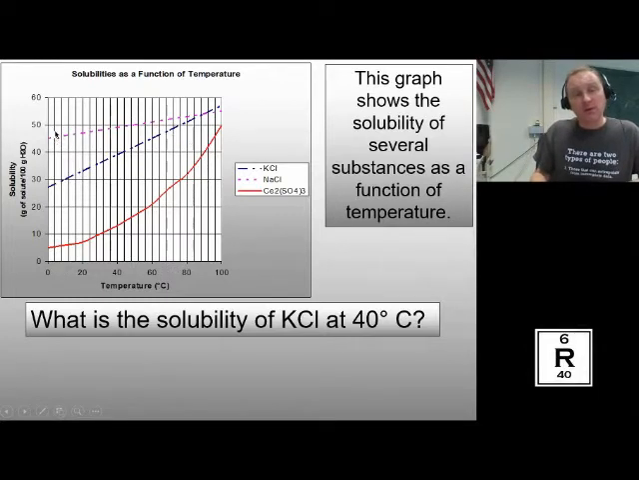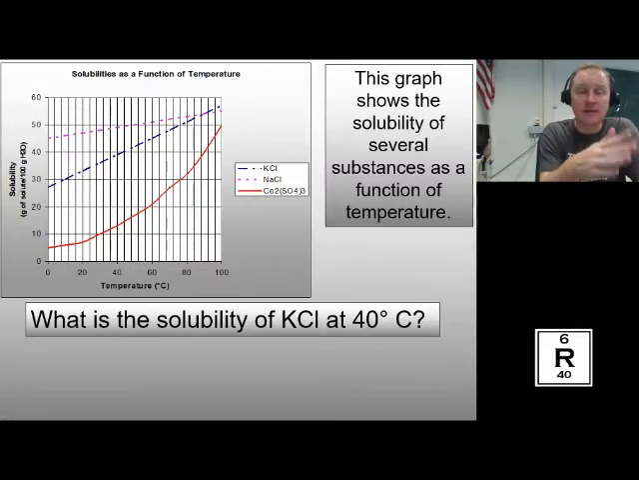But what I want you to note is it's not always the same kind of relationship. Sodium chloride, which is this pink line, also increases, but it's not as sharp of an angle or a slope as it is with the potassium chloride. And I included cesium sulfate because cesium sulfate is actually a curve. It's not a linear kind of situation. So this is not a simple formula that we can use for everything.